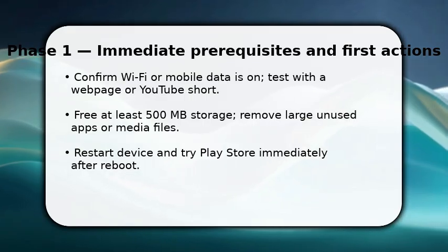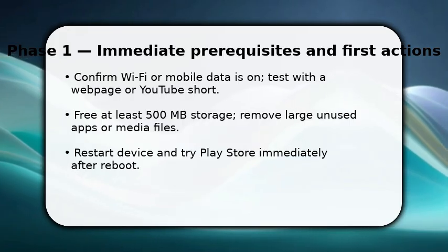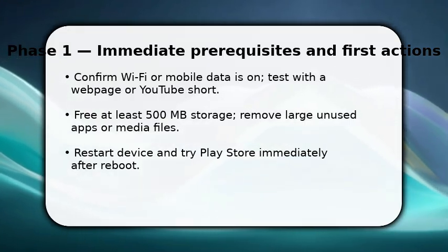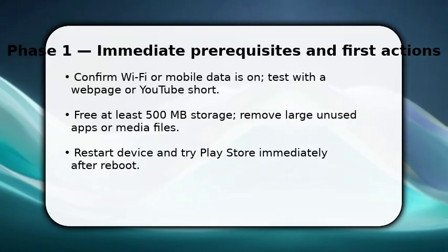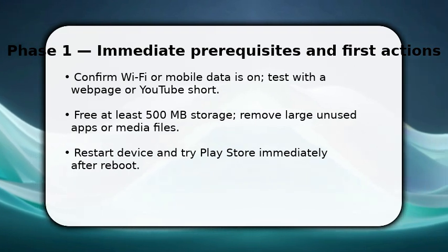Next, restart the phone to clear temporary glitches. Press and hold power, choose Restart. After the reboot, open Play Store and watch for error messages. If it still fails, you've completed first-line prevention and are ready to move into deeper app and account checks.